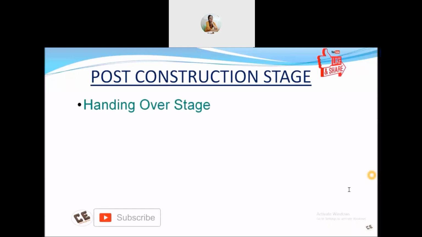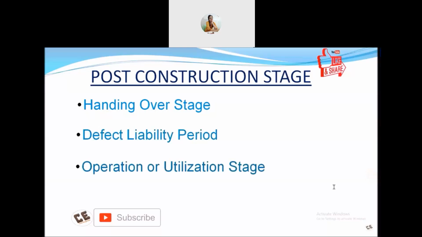We can say the last one is the post construction stage. After constructing the project, what we do is hand over the project to the client or the customer directly. So this is the handing over stage. Next one is defect liability period. Defect liability period for the contractor. In this period, the contractor does all the rectification of that project. And last one is operation or utilization stage.